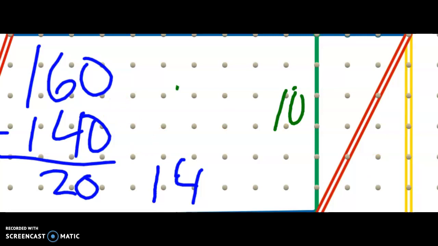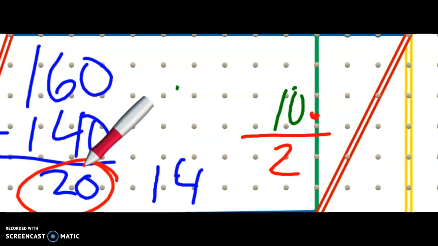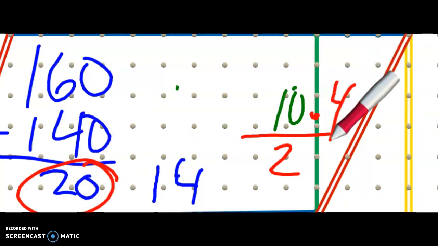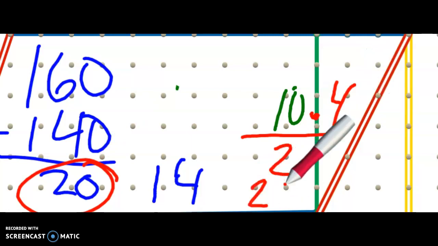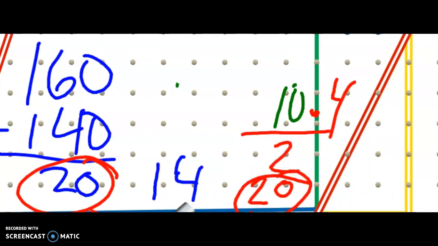Well, when we're looking at a triangle, we know that we have to take it divided by 2, or 1/2. So 10 times what would give us 20? Well, 10 times 4 is going to give us 40. When we divide that in half, it's going to give us 20, which is what we need. So the answer right here is going to be 4.